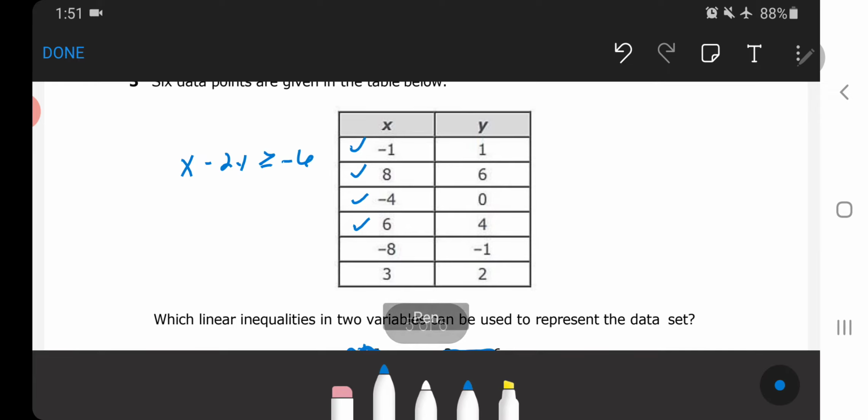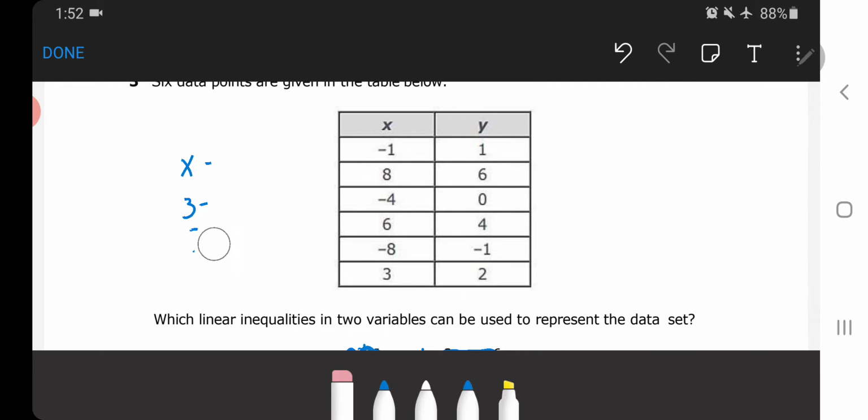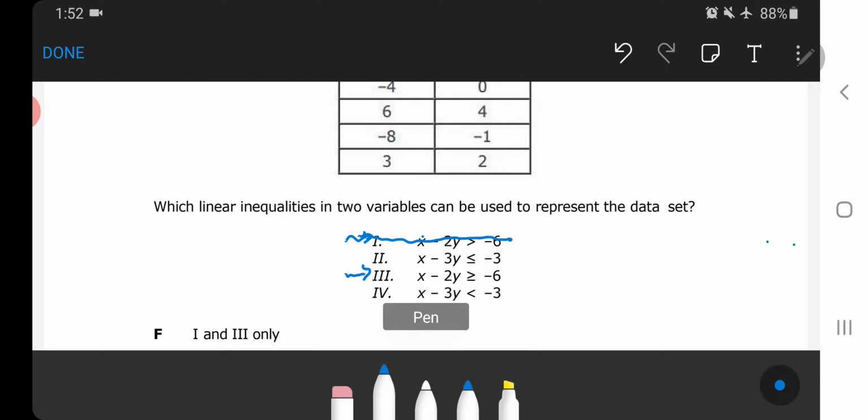Let's check our last point now. Let's plug in 3 minus 2 times 2 is greater than or equal to negative 6. So we have 3 minus 4, because 2 times 2 is 4, is greater than or equal to negative 6. And 3 minus 4 is negative 1, and negative 1 is greater than or equal to negative 6. So that checks out as well. So we can say our equation 3 works out for us. It checks out.